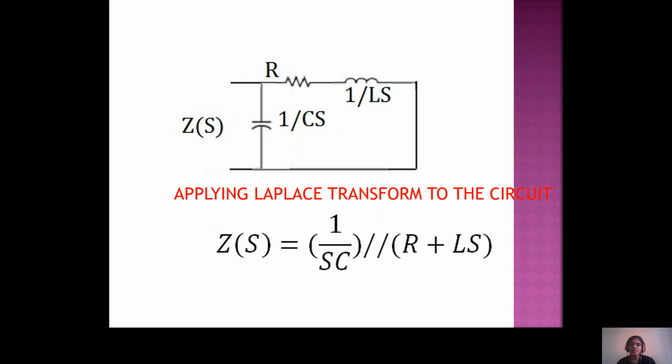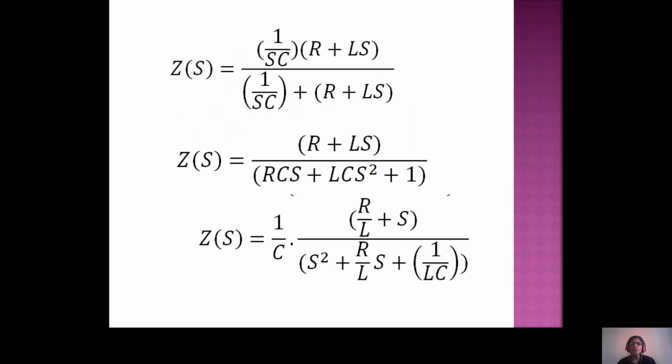So, apply the Laplace transform. Z of S is equal to 1 by SC into R plus Ls, over 1 by SC plus R plus Ls. L into S, because the impedance for the inductance is L into S. Admittance for the inductance is 1 by Ls. Impedance for the capacitance is 1 by Cs. Admittance for the capacitance is Cs.